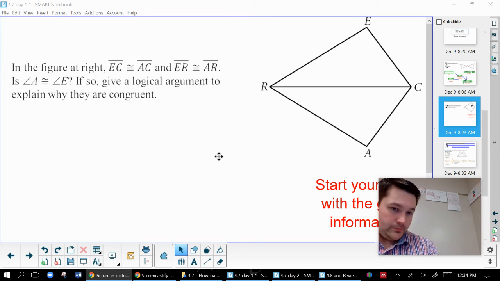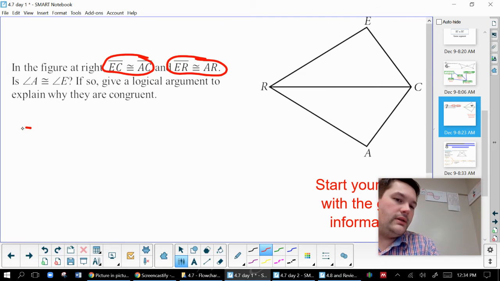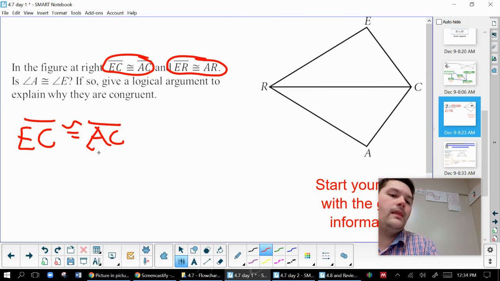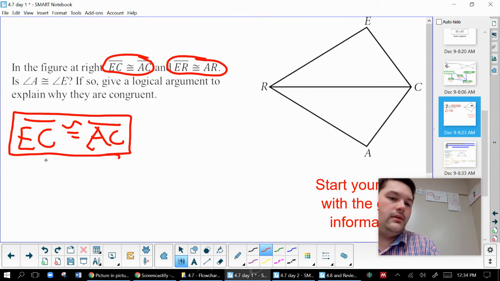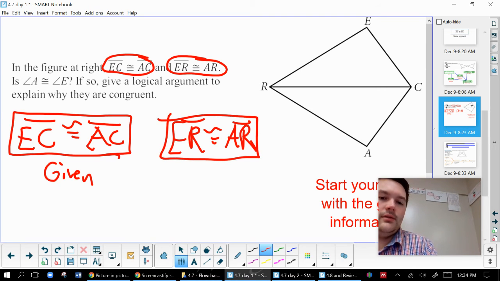So a good thing to always start with is the givens, right? So we've got this given and we've got this given. And so we'll go ahead and say those. We're going to list those as separate things. EC is congruent to AC. We'll put a box around it, and that is given. We've got ER is congruent to AR. Put a box around that. That is given. That's two things. I'm going to go ahead and put marks on them.